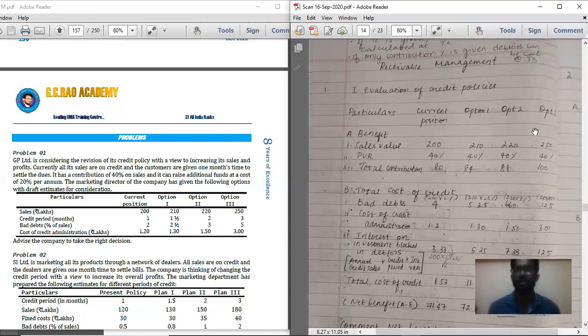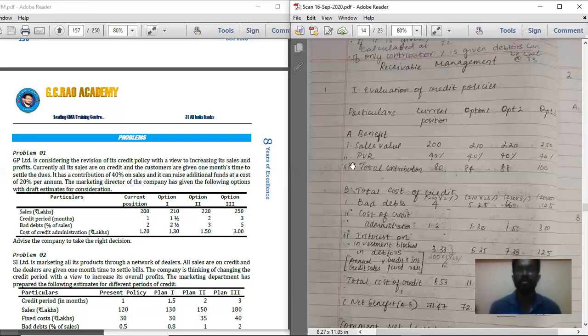For option 2, 220. For option 3, 250. So these are the different sales which will be done in the different positions. If you are going with the current position itself, you will be selling 200 units, that is 200 lakhs rupees of sales. If you are opting for option 1, then 210 lakhs of sales. Option 2, 220 lakhs of sales. Option 3, 250 lakhs of sales.